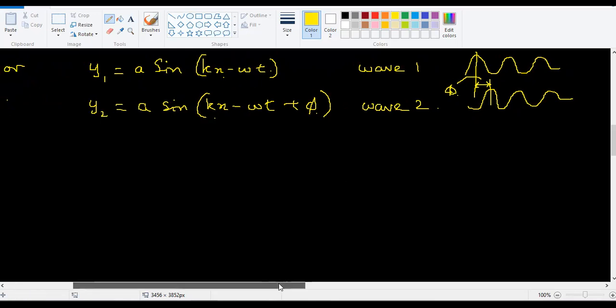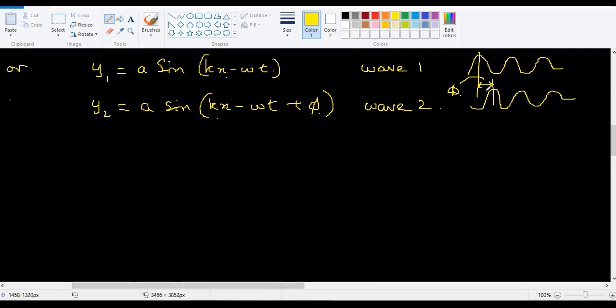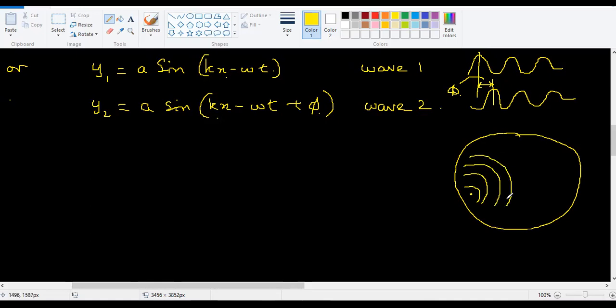And if I want to find what will happen if I superpose them together, what it means is, suppose you take a bucket of water and drop a small stone over here. You will see the ripples going like this. Suppose at the same time I drop one more stone over here, this will also produce some waves. So this wave will also progress and this wave will also progress. Both are superposed on the same place.